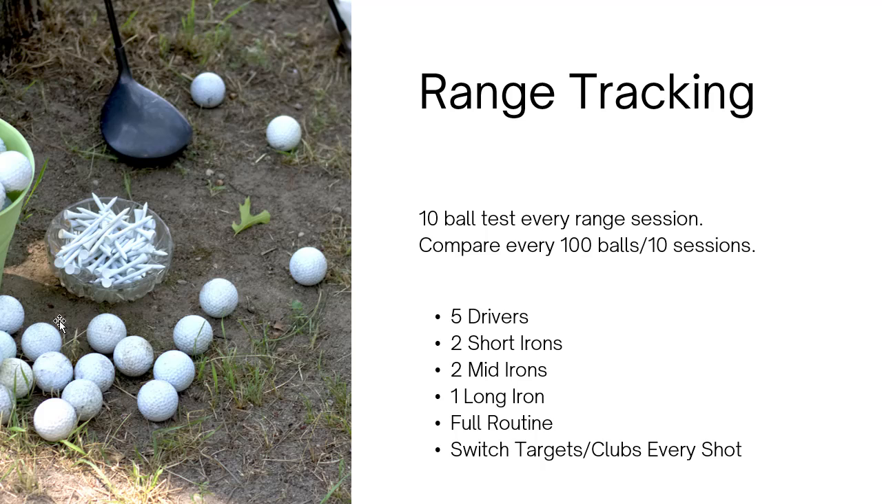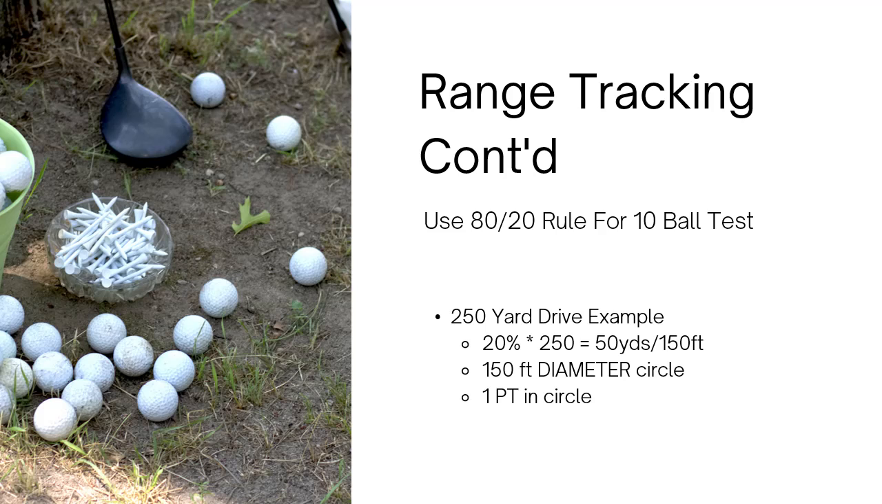So how exactly does the tracking on the range work? The core stuff's pretty easy. It's just an 18-hole score. But on the range itself, we're going to use an 80-20 rule for our 10 ball test. We're basically going to get a score out of 10 shots as the thing we're going to measure. So if you hit 7 good shots and 3 bad shots, your score is a 7 for that day. But what constitutes a good shot? We're going to create an imaginary target circle out on the range, and we're going to use this 20% rule as a standard.